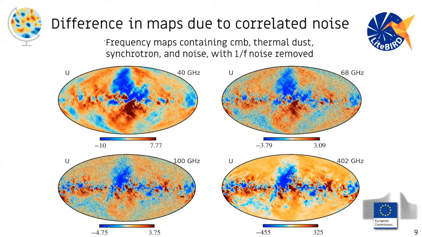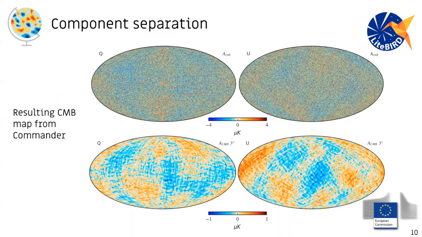And then finally, the resulting CMB map from Commander after component separation. So the advantage of simulating data is that I have the input CMB map to compare with, and it's quite clean, which is very good. So it's the Stokes Q and U parameters, in the unsmoothed and the smoothed version.